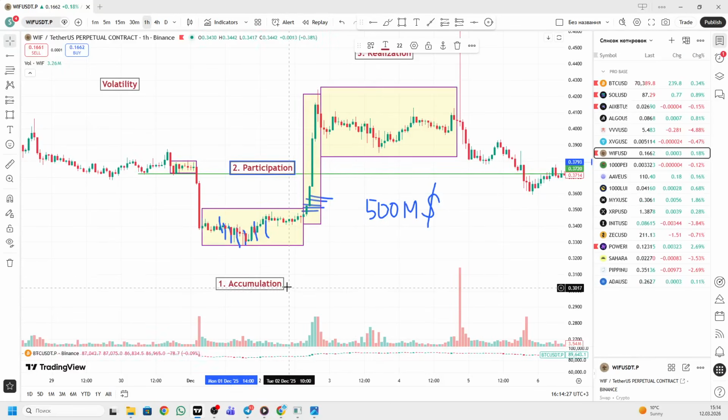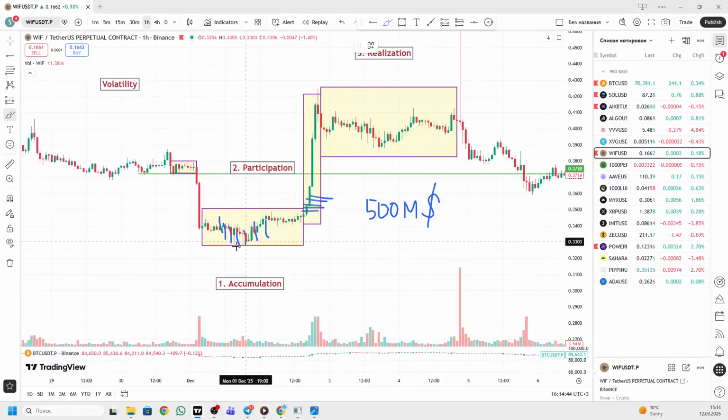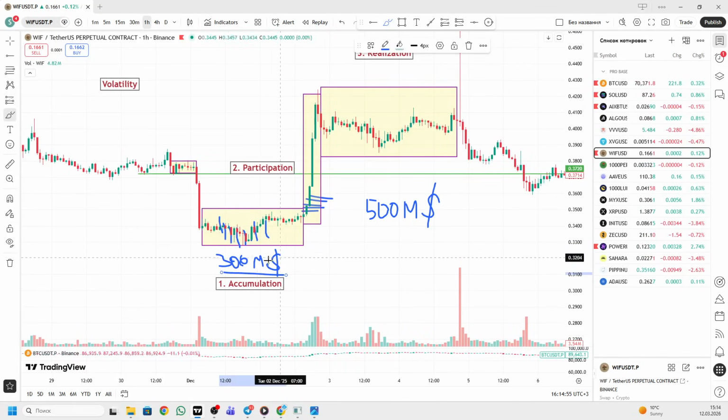During the accumulation phase, he has, for example, let's imagine he has $500 million. In the accumulation phase, he might have spent around, let's say, 300 million. For example, let's write it here like this: 300 million. Okay? In order to build this position. He cannot deploy everything at once. It is not profitable, because the participation phase also needs liquidity and support.